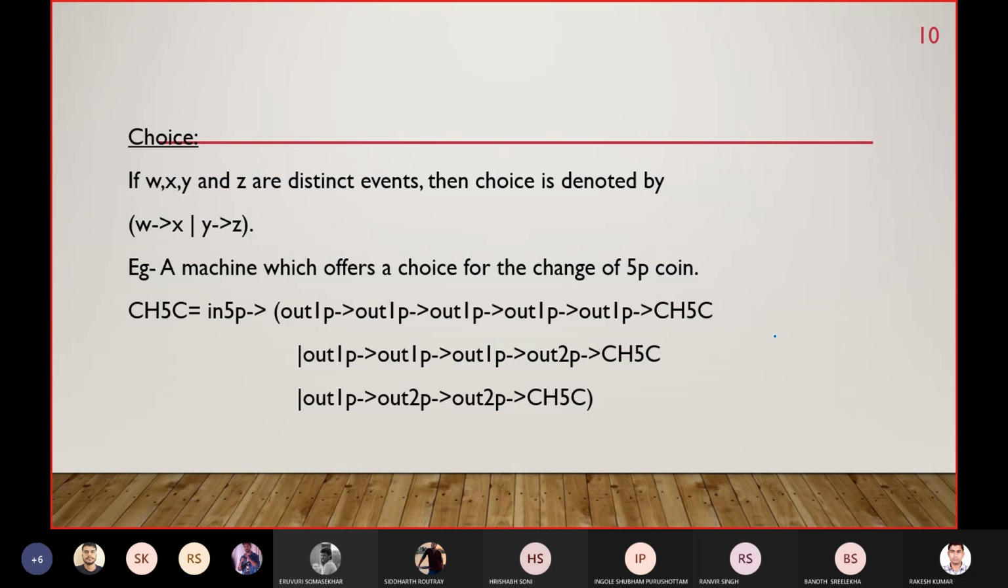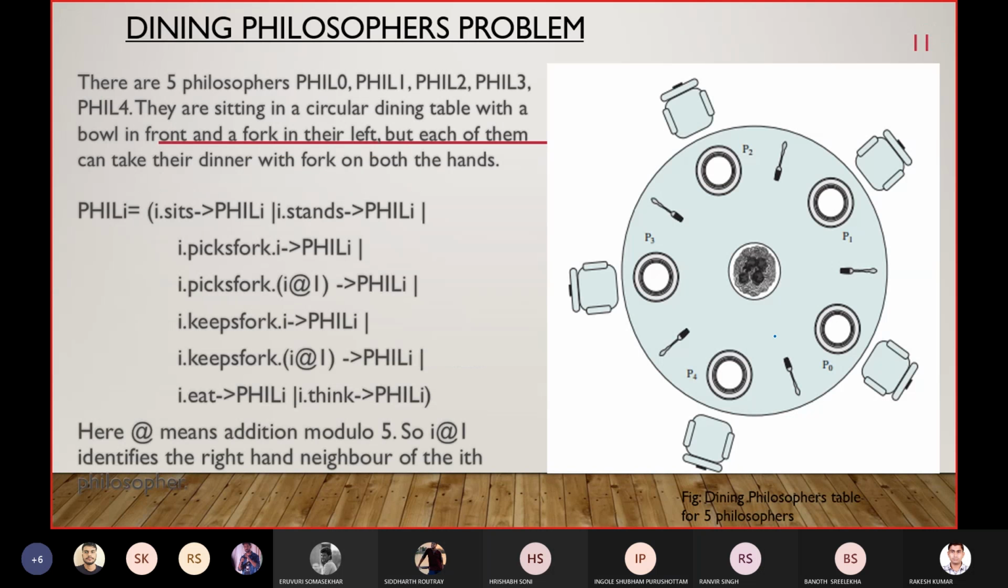Okay, choice is clear now. Okay, one more example. One more example I am taking to discuss all those CSP concepts, how CSP can be made for any real life problem. I am taking the Dining Philosophers problem, and I am coding it in CSP. There are 5 philosophers. You can also see in this picture P0 to P4. They are sitting at a circular dining table with a bowl in front and a fork on their left.